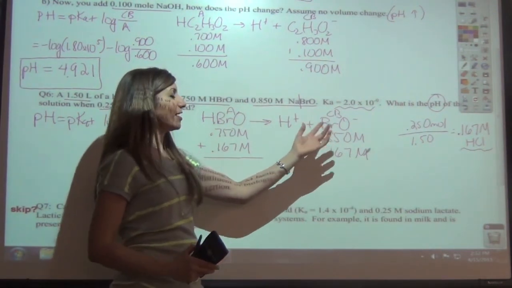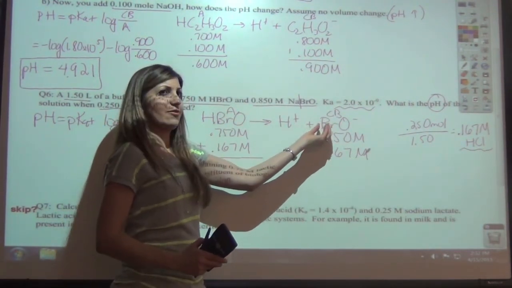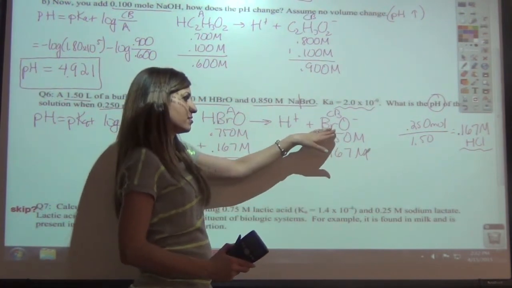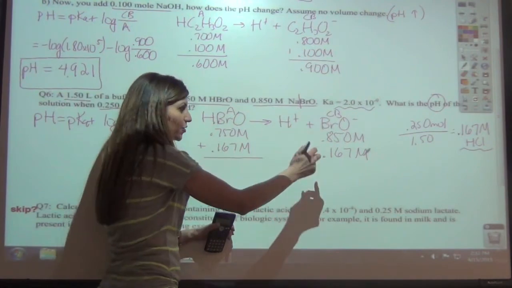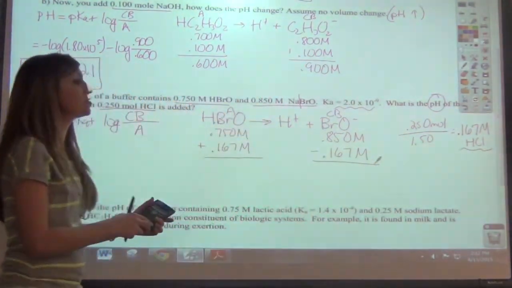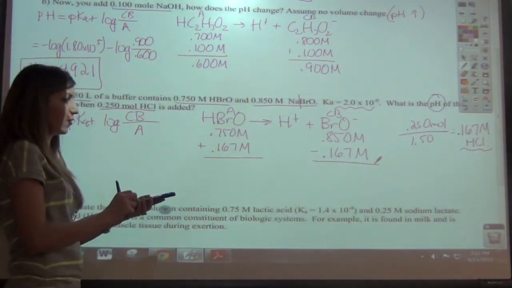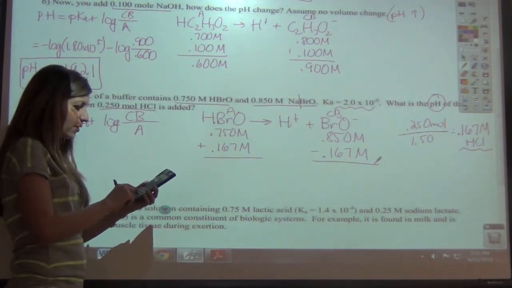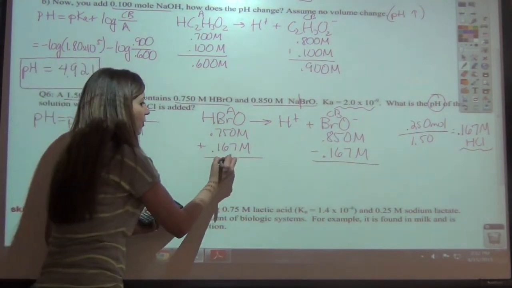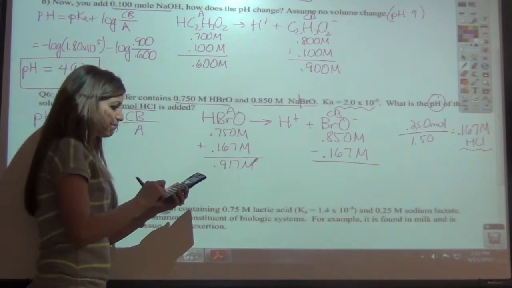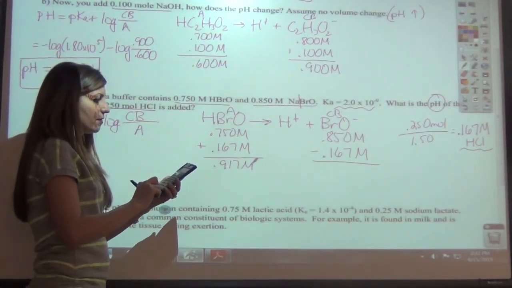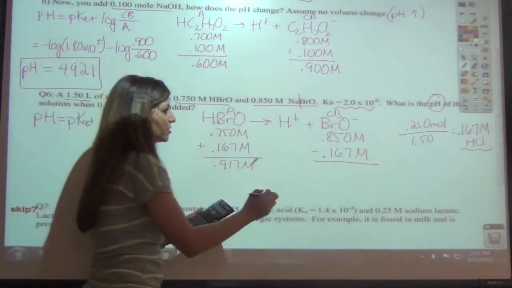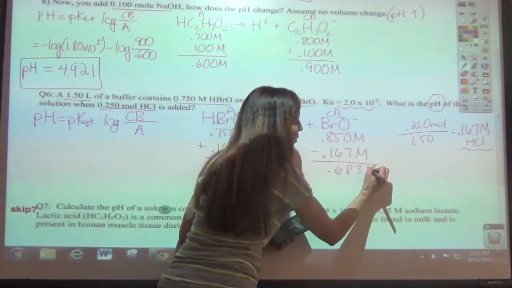because, again, what happens is the HCl breaks up, HBrO is weak, and so this actually wants to come together. It's going to grab onto H pluses. So in this case, we're going to subtract because it's going to react with our BrO minus and leave us with less BrO minus and more of the HBrO. So we've got 0.75 plus 0.167, and that gives us 0.917 molar. And 0.85 minus 0.167 gives us a 0.683 molar solution.